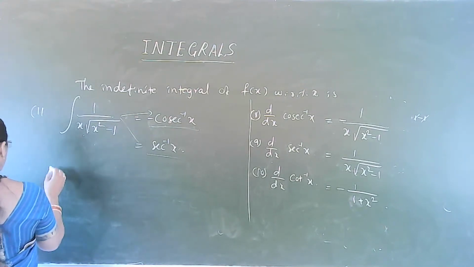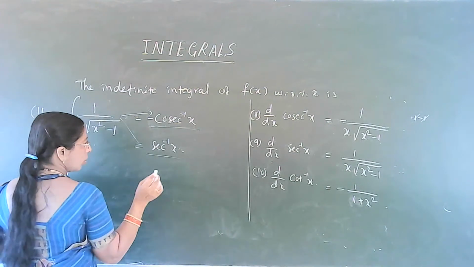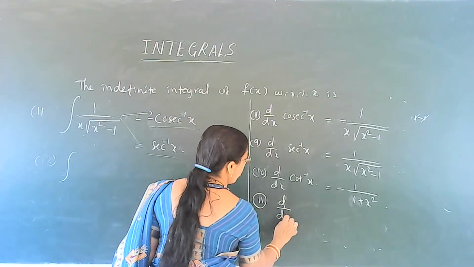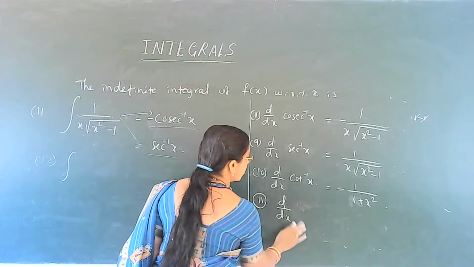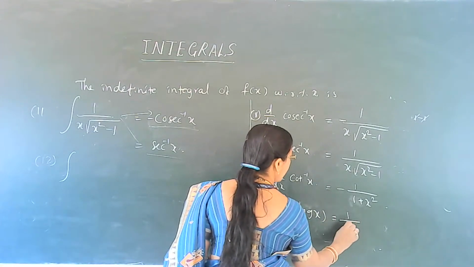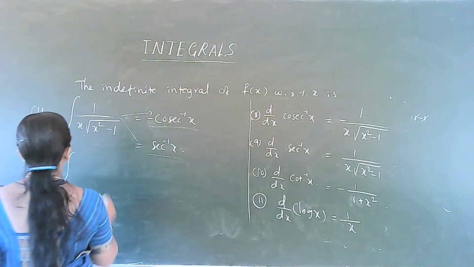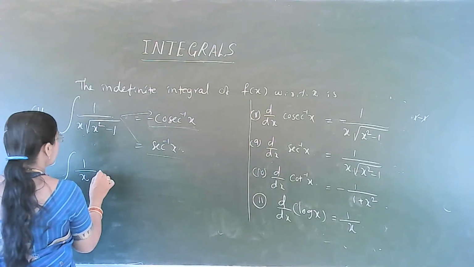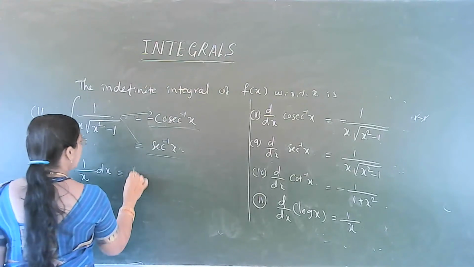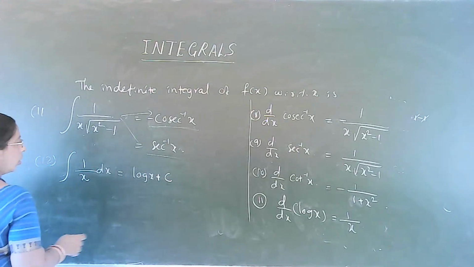Next, the eleventh one: d by dx of log x is equal to 1 by x. Therefore, the integration of 1 by x dx is equal to log x plus c.